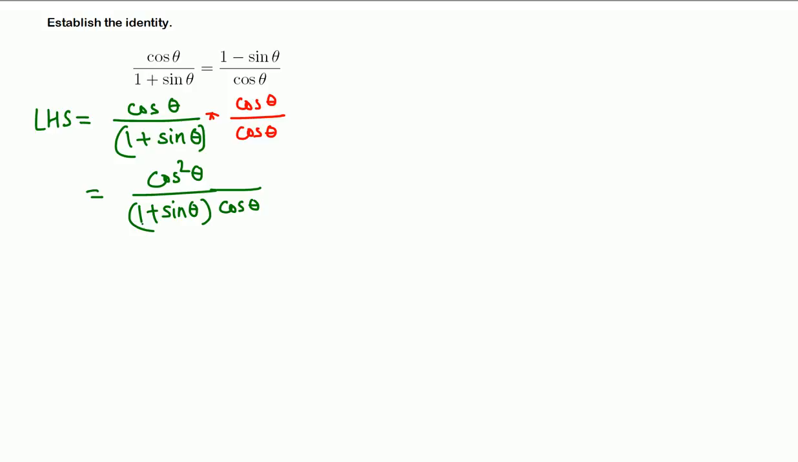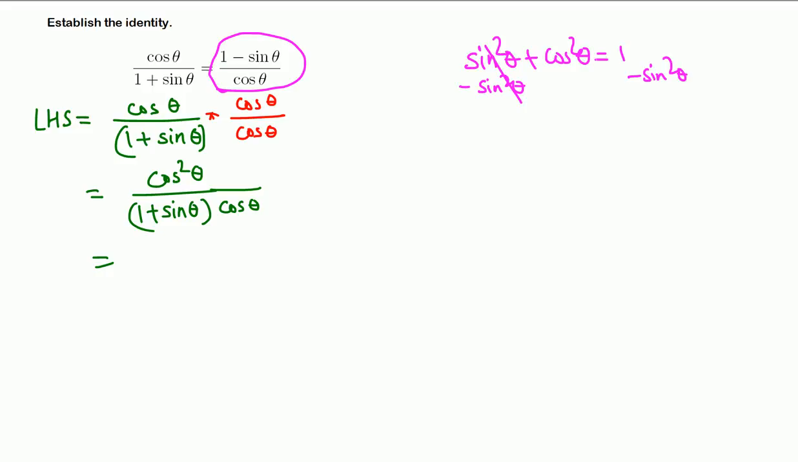Now somehow we need to get rid of this factor 1 plus sine theta, because if we look at the right-hand side here, we should have only cosine theta. On the top we have 1 minus sine, so we have to have sine on the top. So cosine squared, we need to change this into sine. How? We have the formula sine squared plus cosine squared is 1. If we subtract sine squared from both sides, then we get cosine squared is equal to 1 minus sine squared.